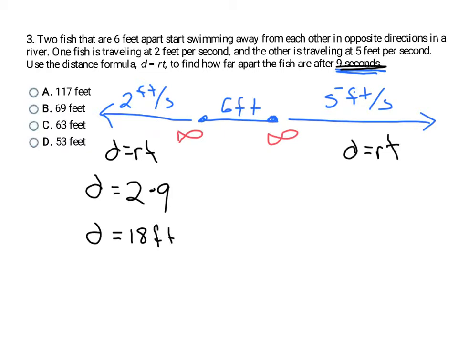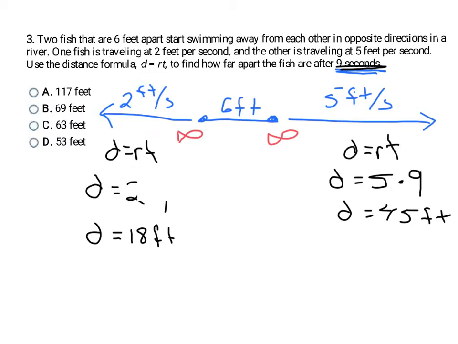And then I'm going to do it for my second fish. And once again, I'm looking for my distance. This fish's rate is 5 feet per second. So it's going to be 5 times 9, that same 9 seconds from before. 5 times 9 is 45, so that means this fish goes 45 feet in 9 seconds.